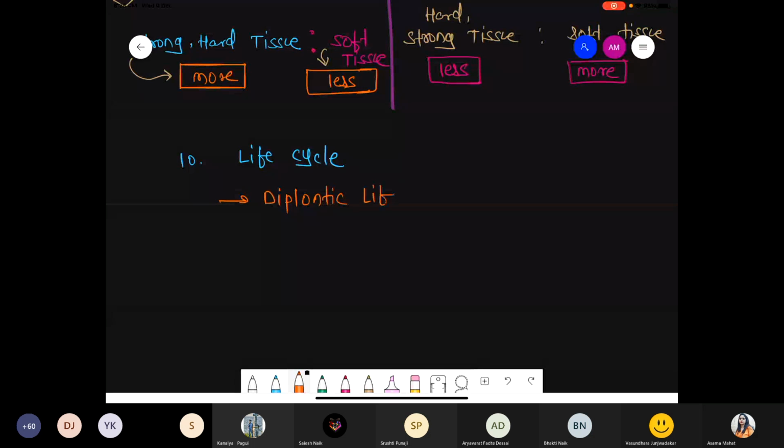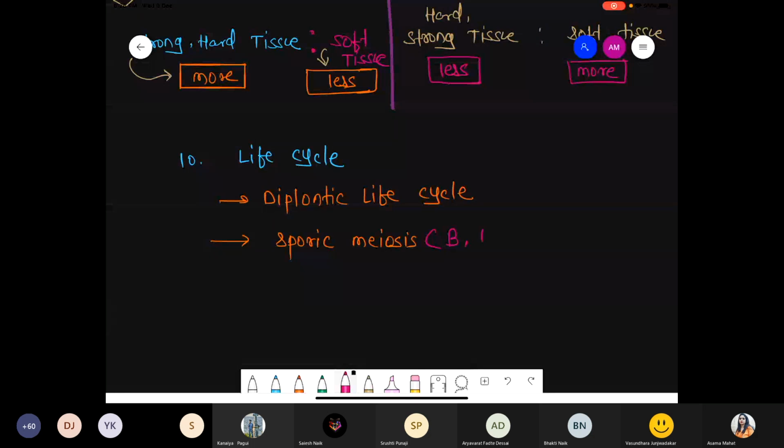Which life cycle is present? Diplontic life cycle. We will discuss at the end what is the meaning of diplontic, but here we are talking about how they form a diplontic life cycle. Okay. Now another condition, they are showing a sporic meiosis. You know very well, sporic meiosis is very common, which is present in case of bryo, pterido, gymno as well as the angio.